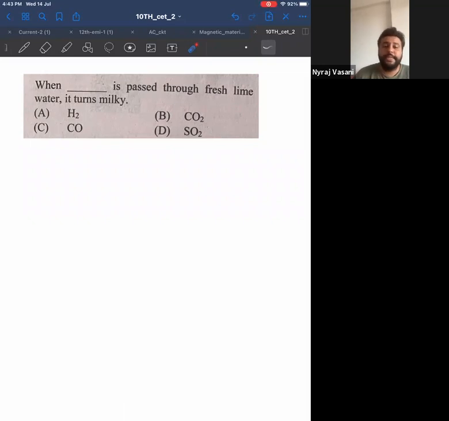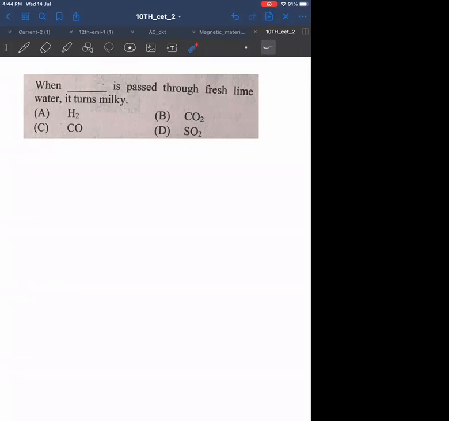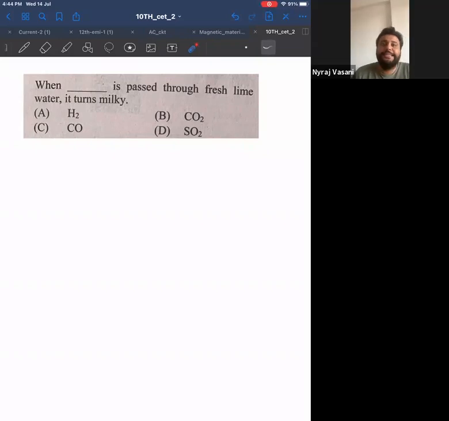When carbon dioxide is passed through fresh lime, it turns milky. Remember this statement even in your 11th and 12th, if you're taking science. Very, very common experiment, very common example, very common question. Many times it comes so that you get the right answer. Answer is: when carbon dioxide passes through lime water, it turns milky. People try to give me answer as C, which is a little confusing, but answer is B, that is carbon dioxide, CO2.